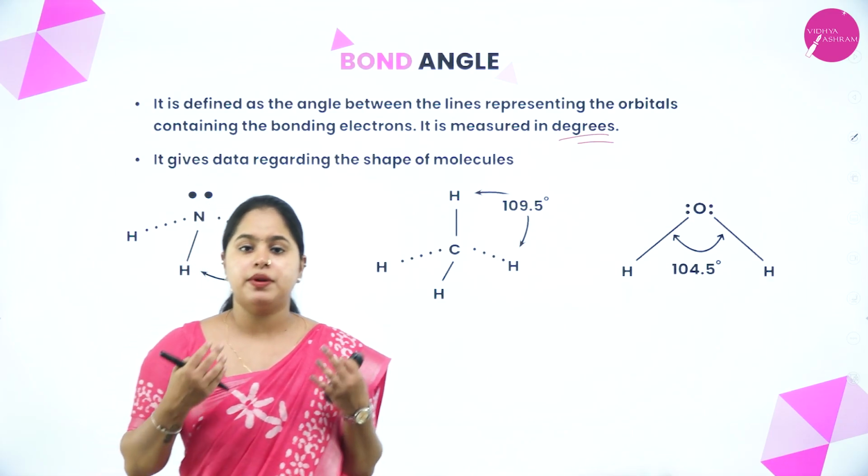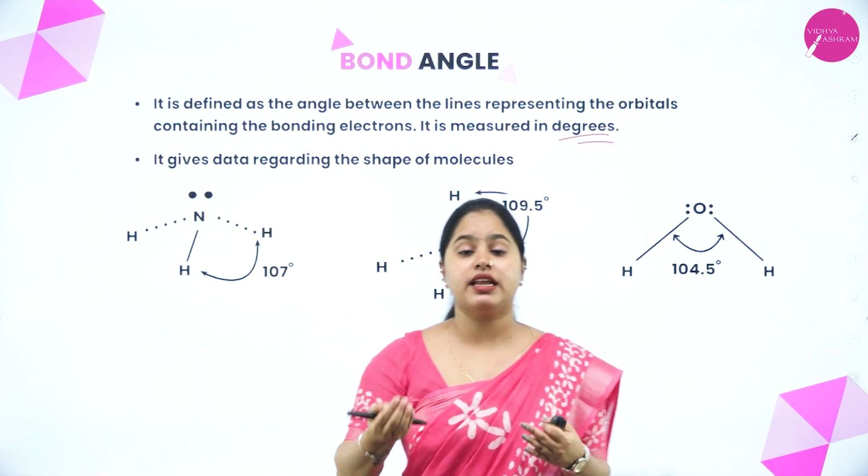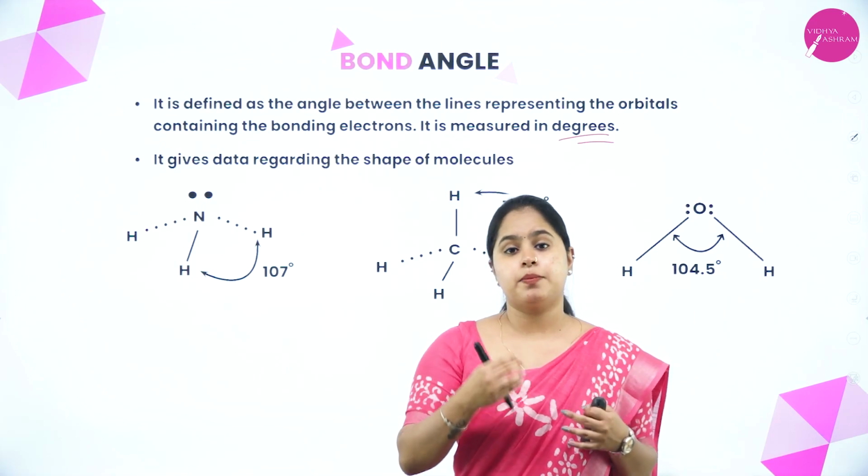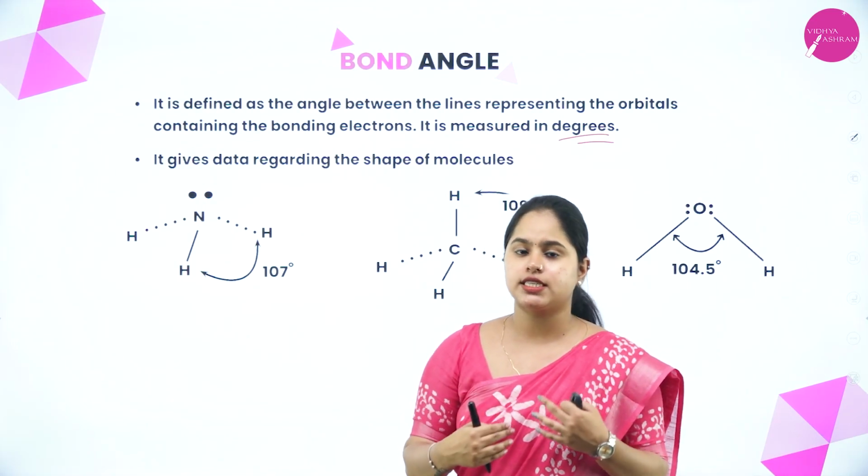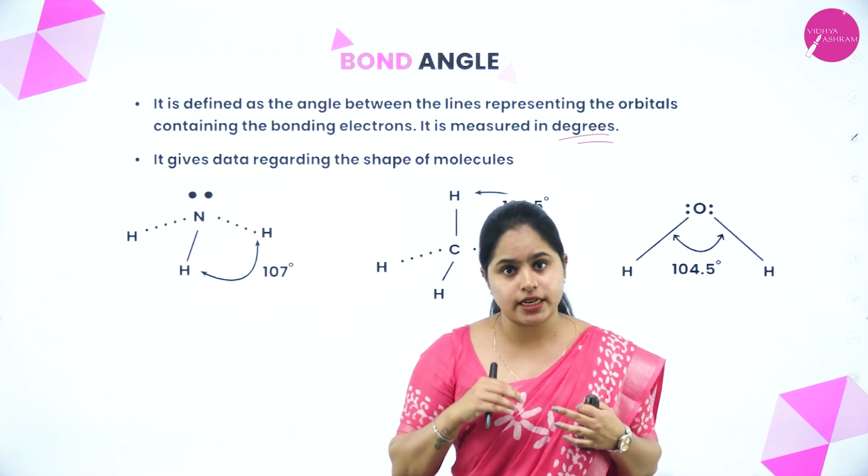In the chapter Structure of Atom, we studied where exactly the electrons are present. They are present inside the orbitals, right? We discussed this. So it is present inside the orbitals.